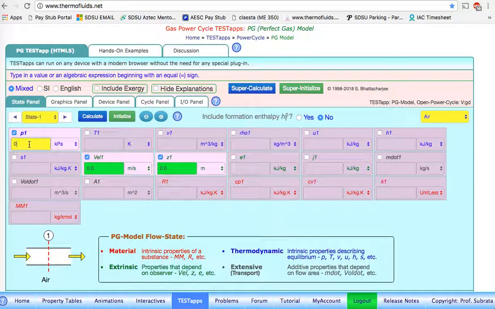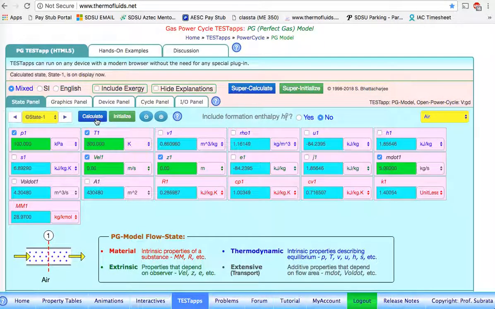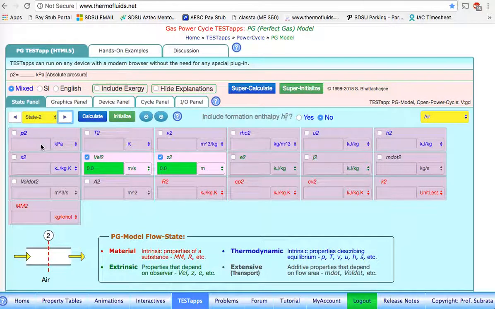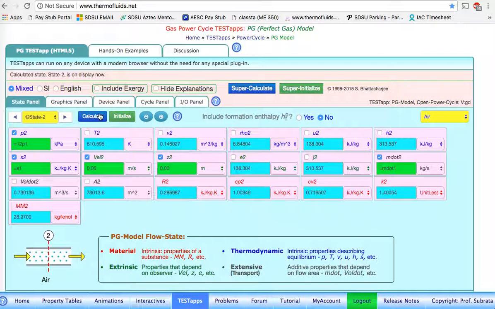Okay, so what do we know about state 1? That pressure is equal to 100 kPa and temperature is 300, and we also know the mass flow rate is 5 kilograms per second. There we can calculate state 1. State 2, we know that pressure is 12 times P1, and what else do we know? We know that it's isentropic compression, so therefore S2 is equal to S1. Mass flow rate stays the same, m dot 1. We can calculate this state.